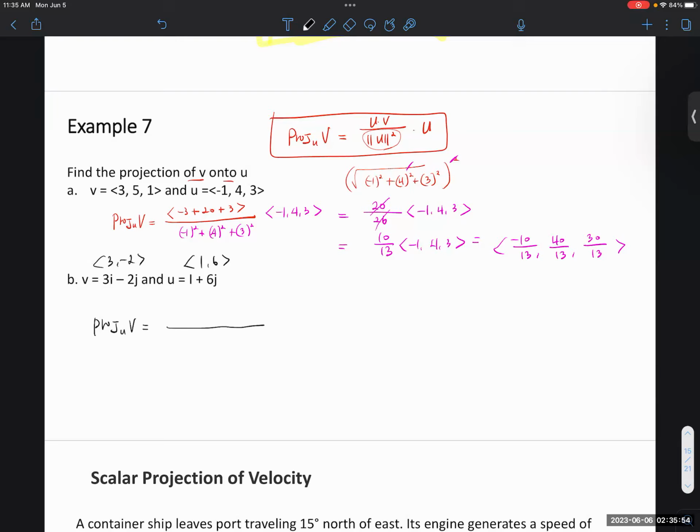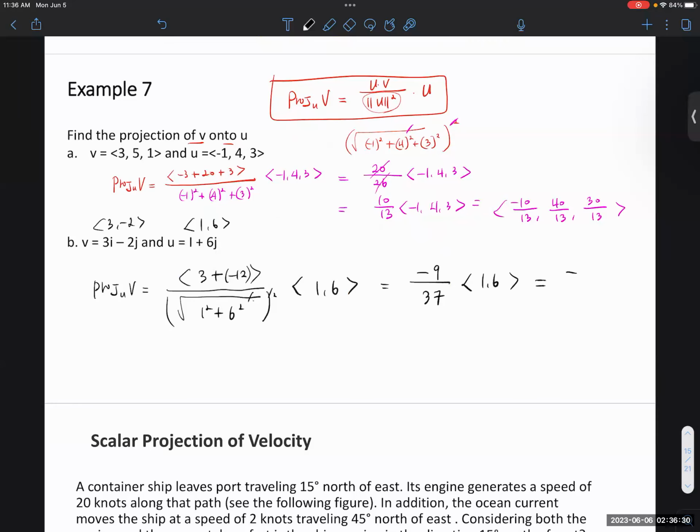So multiplication of U and V: 3 times 1 is 3, negative 2 times 6 is negative 12. And then you have the bottom, the magnitude of the U vector: 1 squared plus 6 squared, and then to the second power. So negative 9 over 1 times 36, 37. And then they cancel. So 37, times the 1, 6 vector.